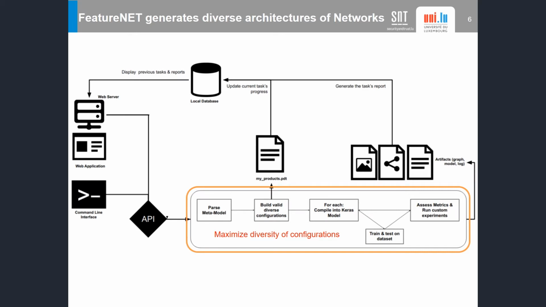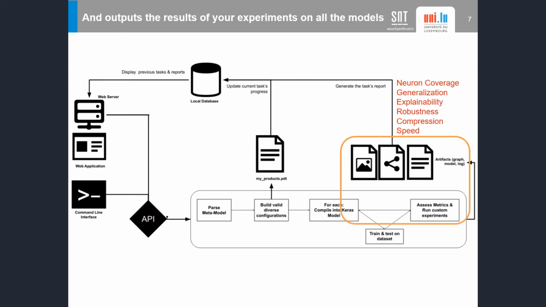It selects architectures that maximize the diversity of their components in order to cover a wide spectrum of behaviors. The models are then trained and tested. The most performant models are then used to run your custom experiments. It can be computation of neural coverage, generalization, studying the explainability or the robustness of the model.